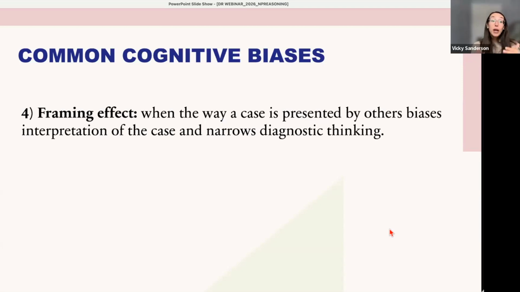And last, we have the framing effect, which is really important because this often happens between our colleagues when we're communicating a case or when we're documenting a case. So framing happens when the way a case is presented by others biases interpretation of the case and narrows diagnostic thinking for the listener or the reader.